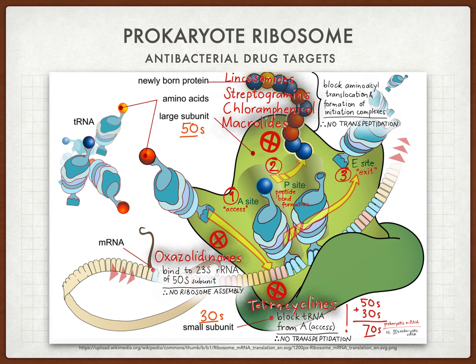In this graphic, we see the different mechanisms, different sites of action of some drug classes in relation to the prokaryotic ribosome. We can see here lincosamides, streptogramins, chloramphenicol, and macrolides attacking the 50S subunit, while oxazolidinones bind to the 23S subunit of the 50S subunit, while tetracyclines attack the 30S subunit.